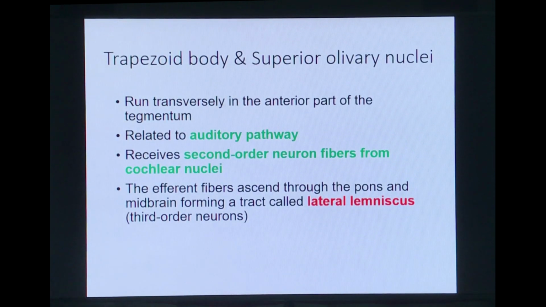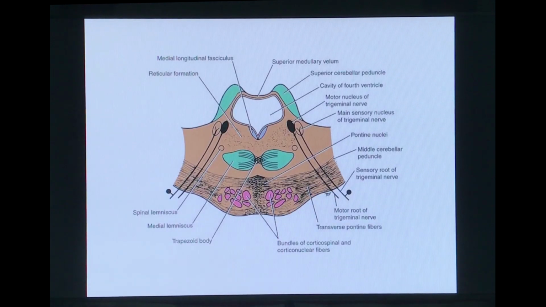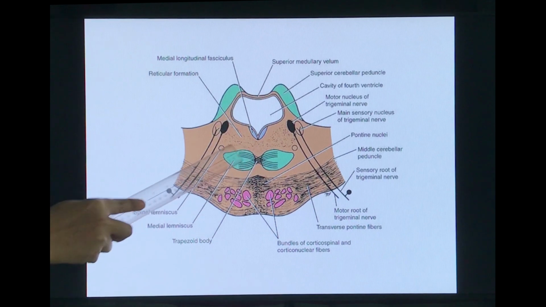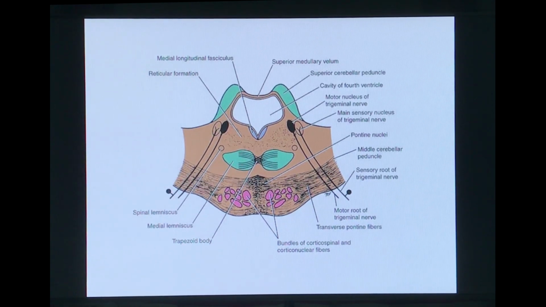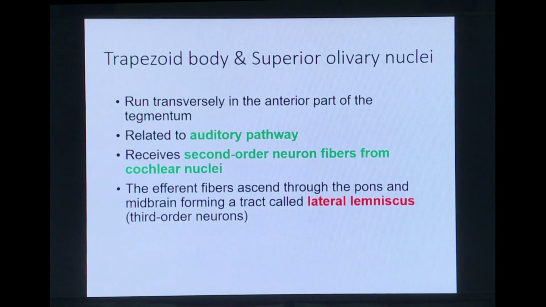So the trapezoid body and superior olivary nuclei run transversely in the anterior part of the tegmentum. So this is the tegmentum part. In the anterior part, you will see the trapezoid body and the superior olivary nuclei. They are related to the auditory pathway.